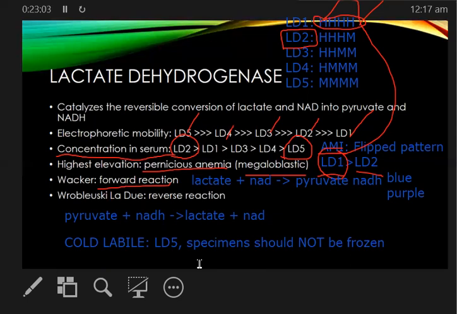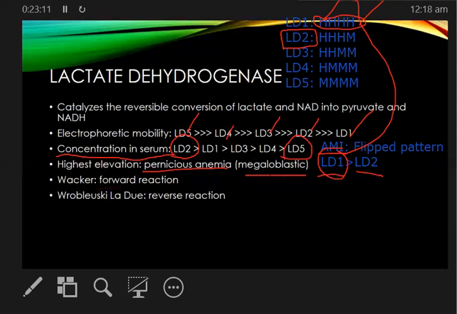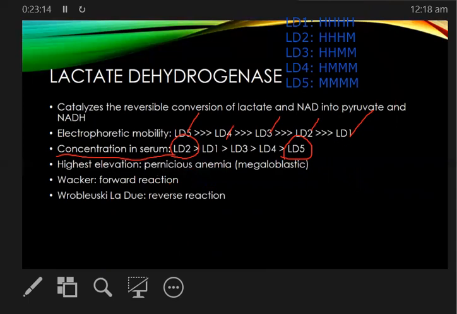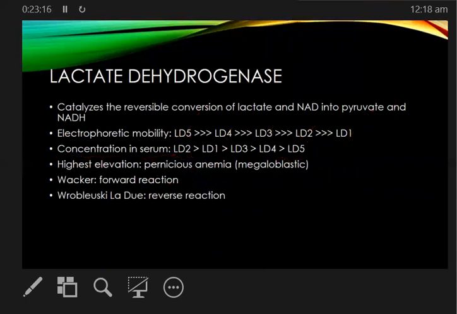All right. So those are the things for now that you have to remember for your lactate dehydrogenase. So very easy. Okay, next.